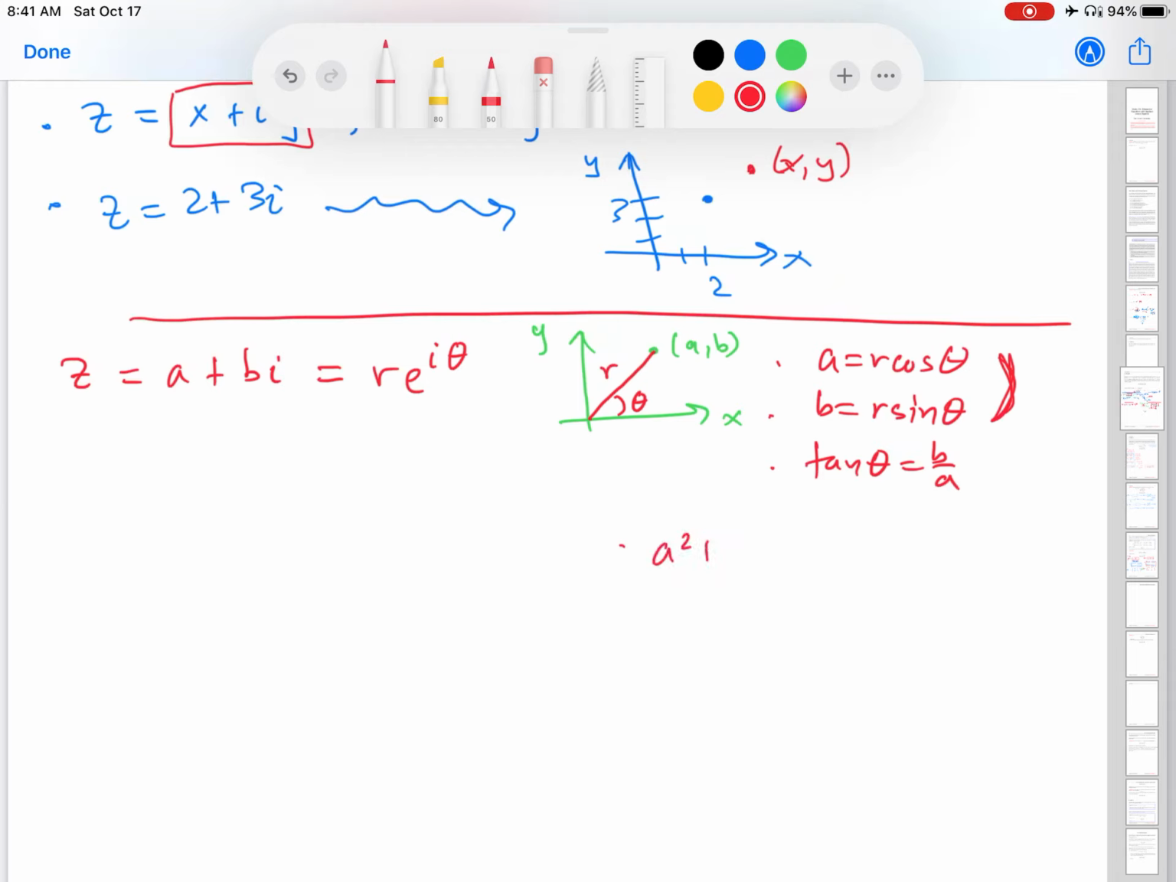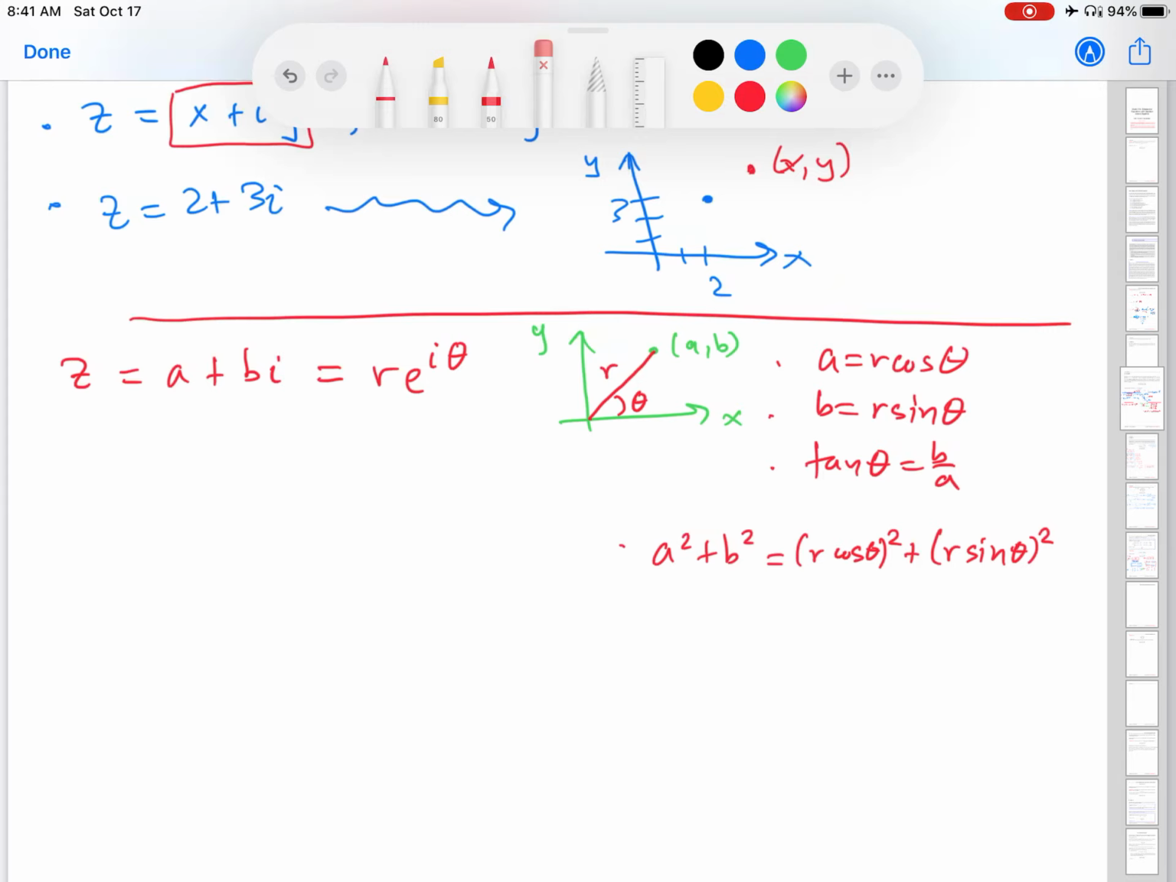So a squared plus b squared equals r cosine theta squared plus r sine theta squared. You might be wondering, why am I doing this? I'm doing this because we have a relationship that decomposes a and b into r and theta, but we need to go the other way for the purposes of what we're trying to do here in this lesson.